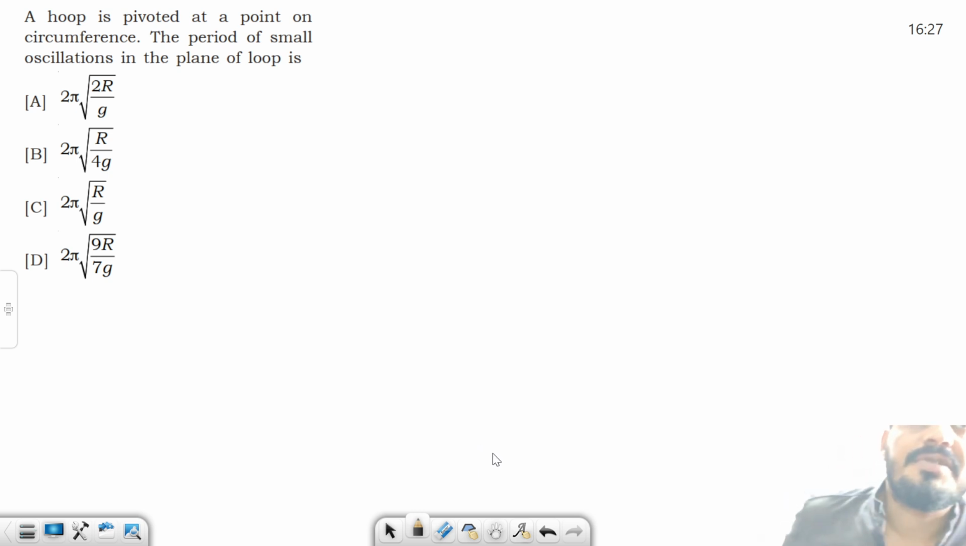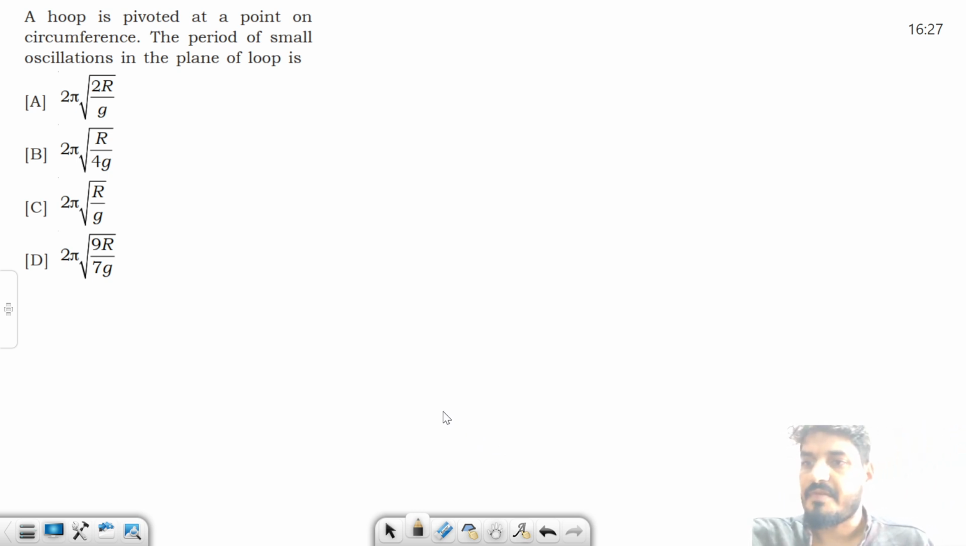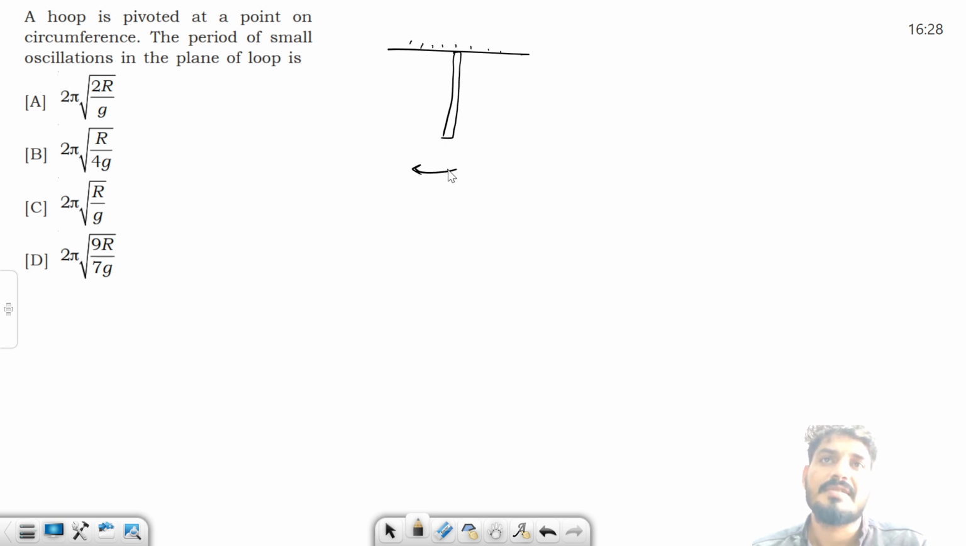Okay, so this question is very simple and straightforward question. A hoop is pivoted at a point on a circumference. The period of small oscillation in the plane of the hoop. तो क्या question है, आपको एक hoop दिया हुआ है इस तरह से. This is a hoop and this is oscillating like this.